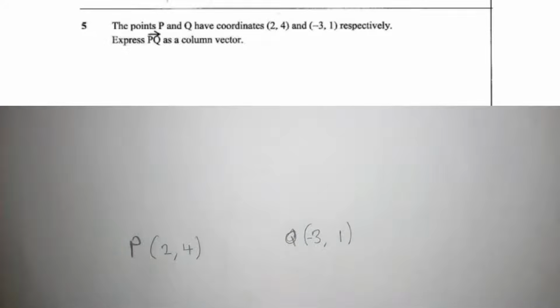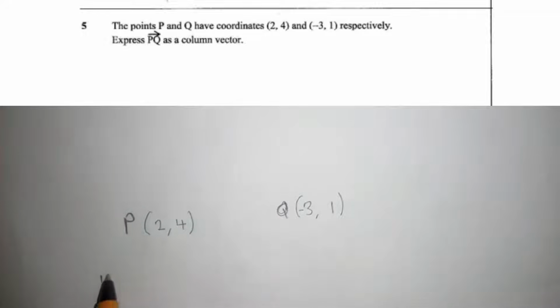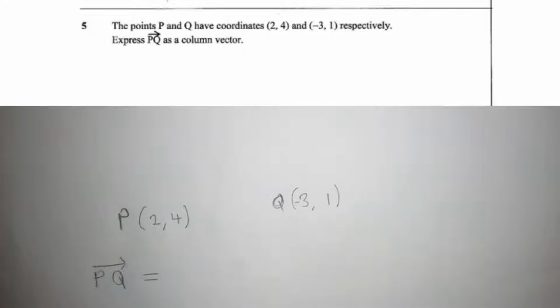And then the statement follows: express vector PQ as a column vector. So remember what we said about vectors. We said when you've been given points like this, you start with the point which is to your right side, this one here. So you put it in a column form.